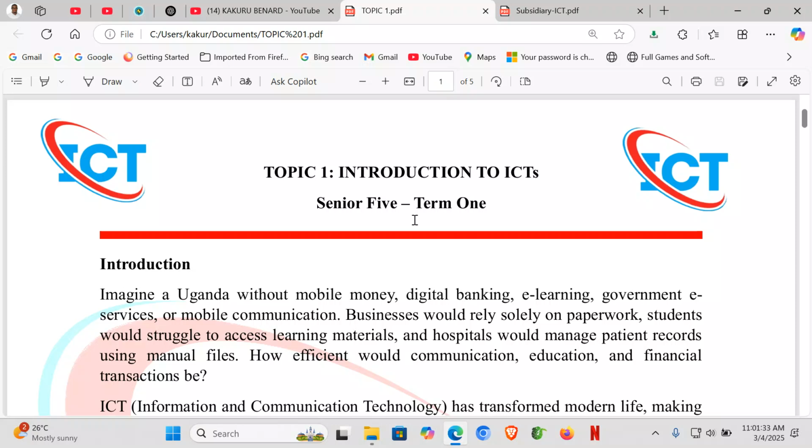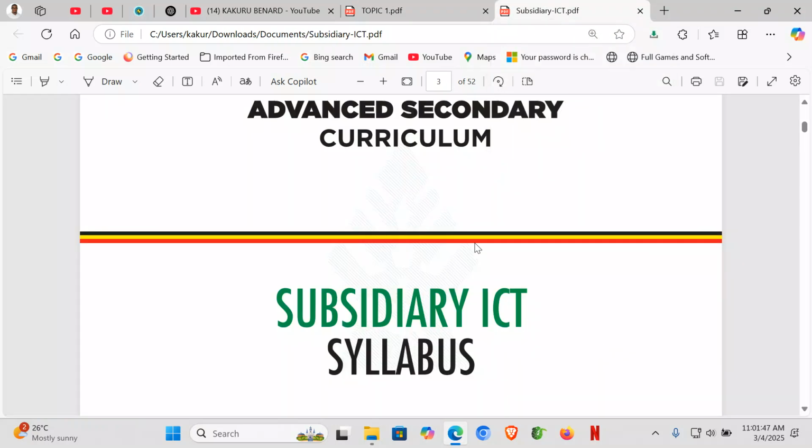Senior 5s have started reporting for their academic year 2025. So, you have started a new level now, from new lower secondary to advanced level. You will be studying ICT as a subsidiary subject. This subject is now at advanced level. The mode of delivery will be the same as the competence-based approach.